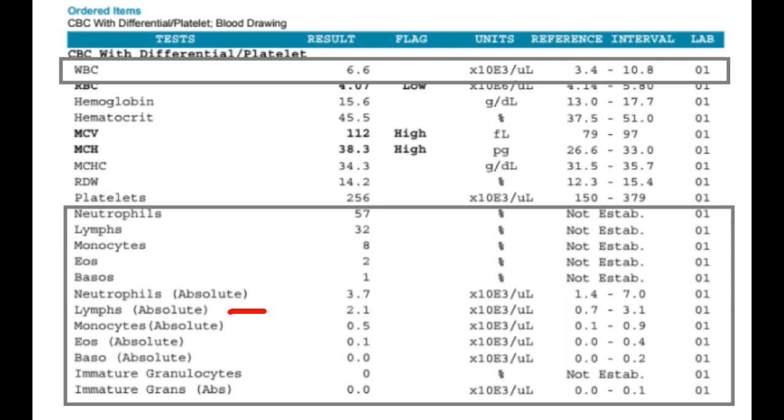The lymphocyte count usually rises in response to viral infections. Mostly it's that. So if there's a change, and it can even drop in response to viral infections. For example, COVID is known to cause a decrease in lymphocyte count. The monocyte count is usually increased in chronic bacterial infections and in some parasites.